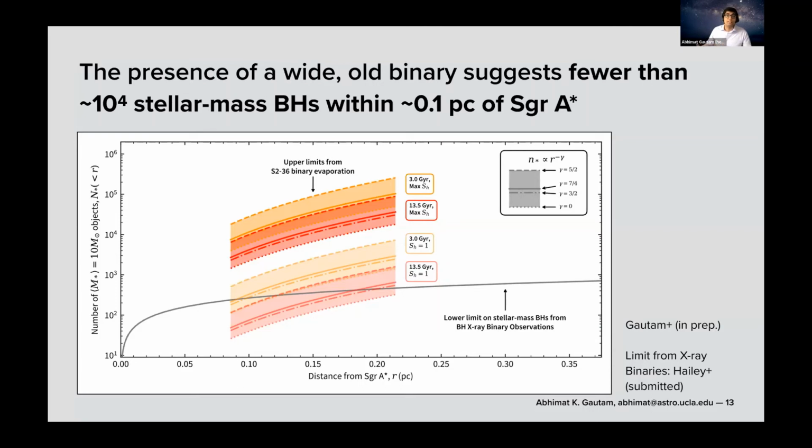And the colored lines are the constraints that I derived from this binary, with orange being the youngest ages possible and red being the oldest ages possible. And the 2 sets of bands on the slide are just showing the most conservative estimates and the tightest constraints that we can get. And the truth is somewhere in the middle. So what we conclude is basically that we can expect that there are fewer than about 10 to the 4 stellar mass black holes within about 0.1 parsecs of Sagittarius A*. Which is very exciting because these are very tight limits on the environment close to the central black hole.